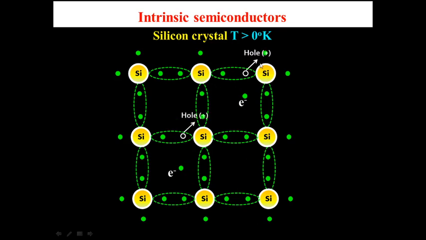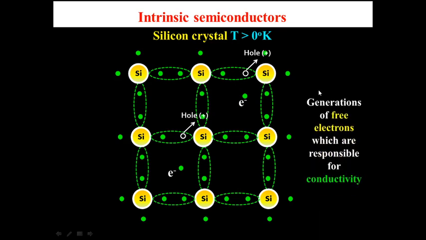So holes are created and these electrons become free from the silicon, free from the covalent bond. These electrons are known as free electrons and they are able to move throughout the crystal. These free electrons are responsible for the conductivity in the silicon crystal, that means in intrinsic semiconductors. So this generation of free electrons is responsible for the conductivity.